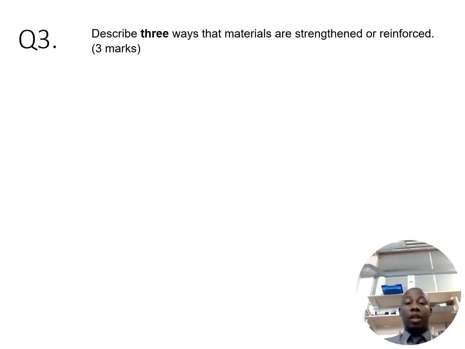In question 3, you're required to describe 3 ways that materials are strengthened or reinforced. In product design, we've worked with a range of materials from wood, plastic, card, paper, fabric. So here the question doesn't necessarily list what you should be talking about, so you can choose any material that you want to talk about, but it should be a material that you know about. It's a 3-mark question, so 3 points written in full sentences.